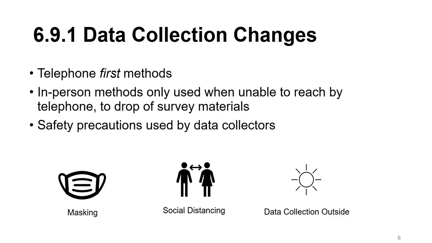Section 6.9.1, data collection changes. As I mentioned in the previous slide, the telephone method was used first. Individuals were contacted by telephone before any in-person methods were used, and they only used those if they needed to drop off some sort of recruitment or survey materials, or they just did not have a telephone number for individuals in that sampling design. Safety precautions were used by the data collectors if they needed to be done in person. So they used masking, social distancing, and collected data outside as needed.